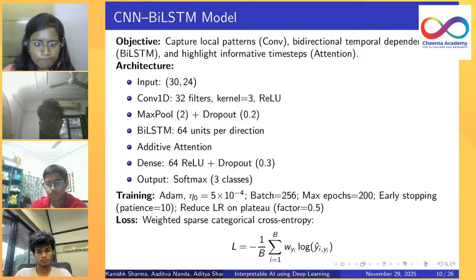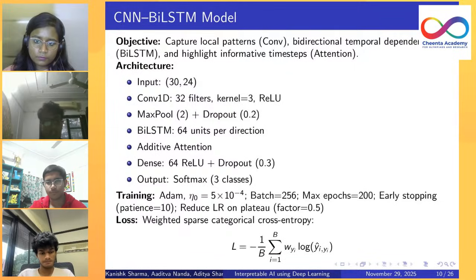The downsampled sequence goes through a bidirectional LSTM that outputs a hidden state at each pooled timestamp. The forward and backward passes encode past and future within the window context, allowing the model to capture medium range dependencies and pattern ordering within the 30-step history.